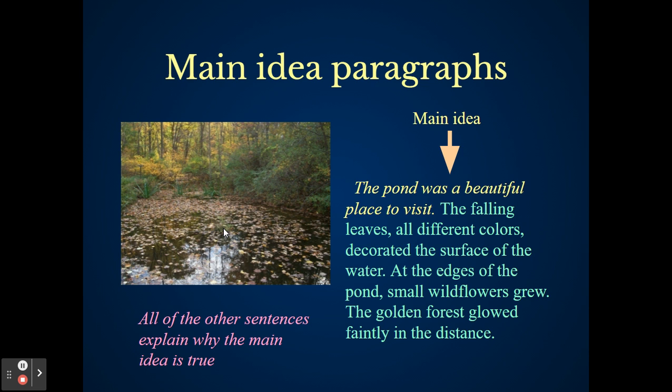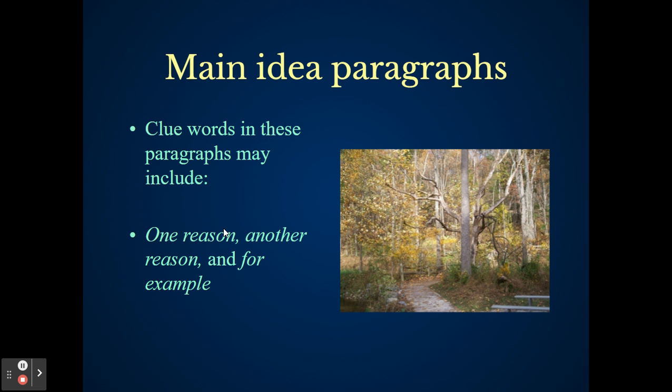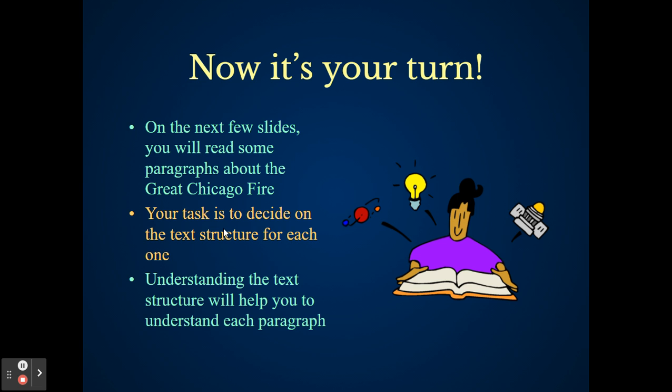So it has falling leaves, they're in different colors, they decorate the surface of the water. At the edges of the pond, you've got small wildflowers, and the golden flowers glowed. So these are all things that are describing why the pond is such a beautiful place to visit. Some of your clue words might be one reason, another reason, for example.